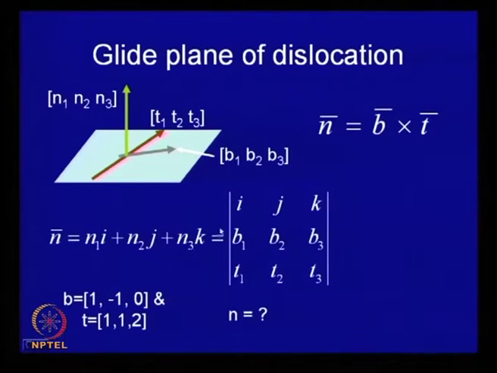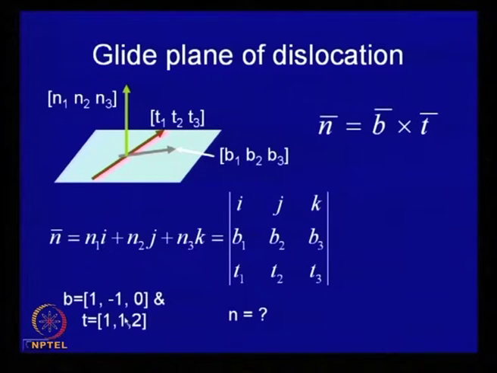It is possible to show that this cross product, in terms of this kind of vector representation, is represented like this. These are the components. The vector n1 i, n2 j, n3 k will be equal to this determinant: i j k, then you put the three components B1, B2, B3, and T1, T2, T3. So this determinant gives the plane normal.